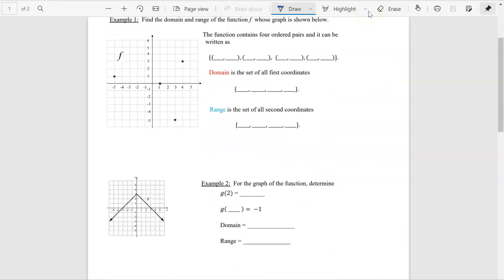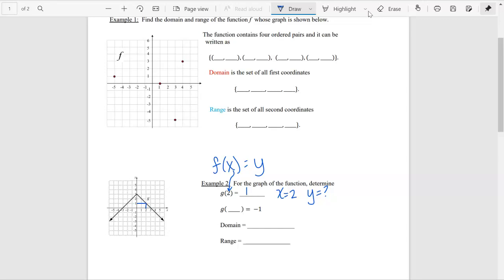Okay, so this one says, for the graph of the function, determine g of 2. I want you to recall that we said f of x is really just a fancy way of saying y. And so in this problem, the 2 is in the place of the x. So what we know is that x equals 2. What we're trying to figure out is, what is y equal to? So when we go to x equals 2 and we go up and over to y, we can see that the answer is 1.